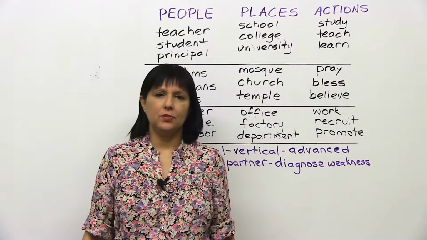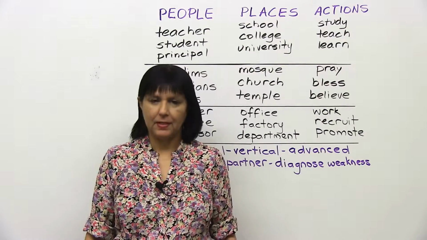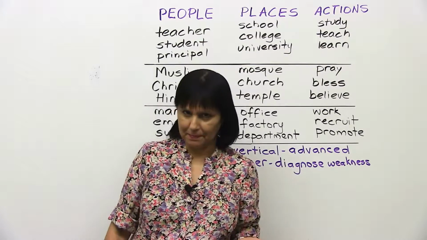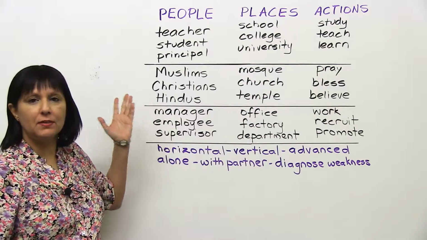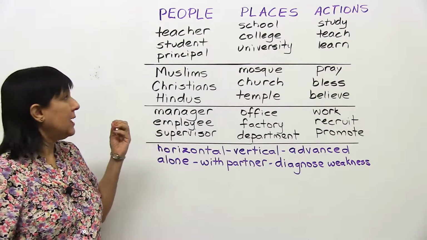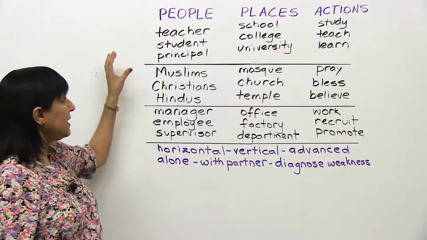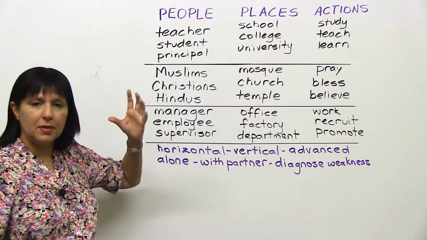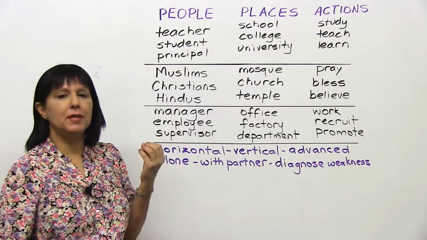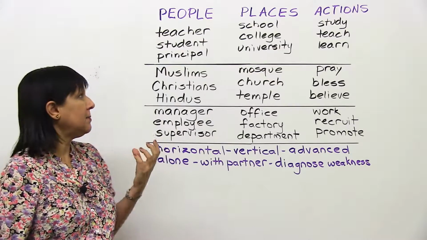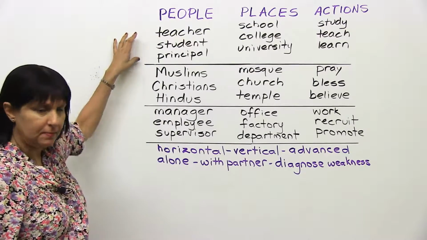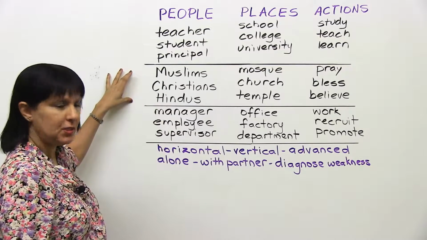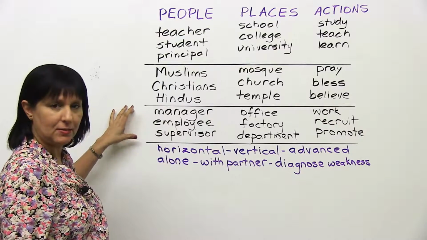So there are many ways to improve your active vocabulary. Today, I'm going to show you one way. So what I've done is written a lot of vocabulary on the board. And what I'd like you to do is to take a theme, a vocabulary theme. What do I mean by a vocabulary theme? I mean an area such as here, I've taken education. Here I've taken religion. And here I've taken business or work.